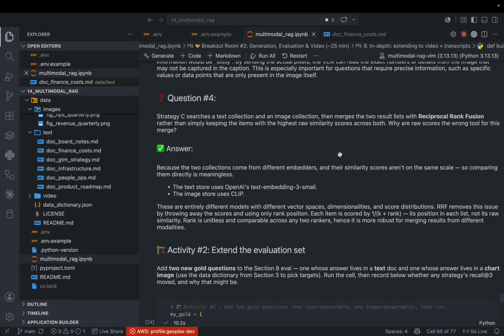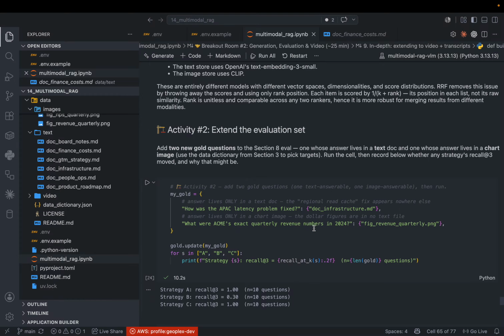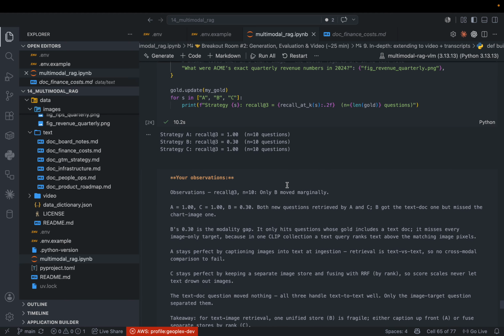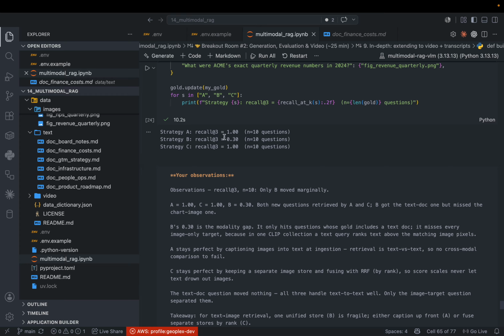I guess in the example that we then went and did, we asked questions again of ones that would only live in text documents and those that lived in charts. And again, consistently we saw that for strategy B, the recall was poorer compared to strategies A and C. And I think A works so well because the captions were good. But if that wasn't the case, maybe we would see this be poorer than expected.